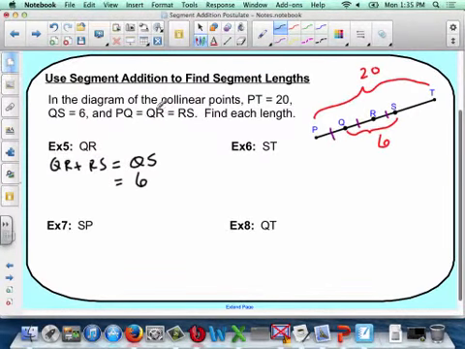And up here we're told that QR is equal to RS. So it's really as if I had 2 QRs. So how would I solve for just QR? Divide by 2. Therefore QR is 3.